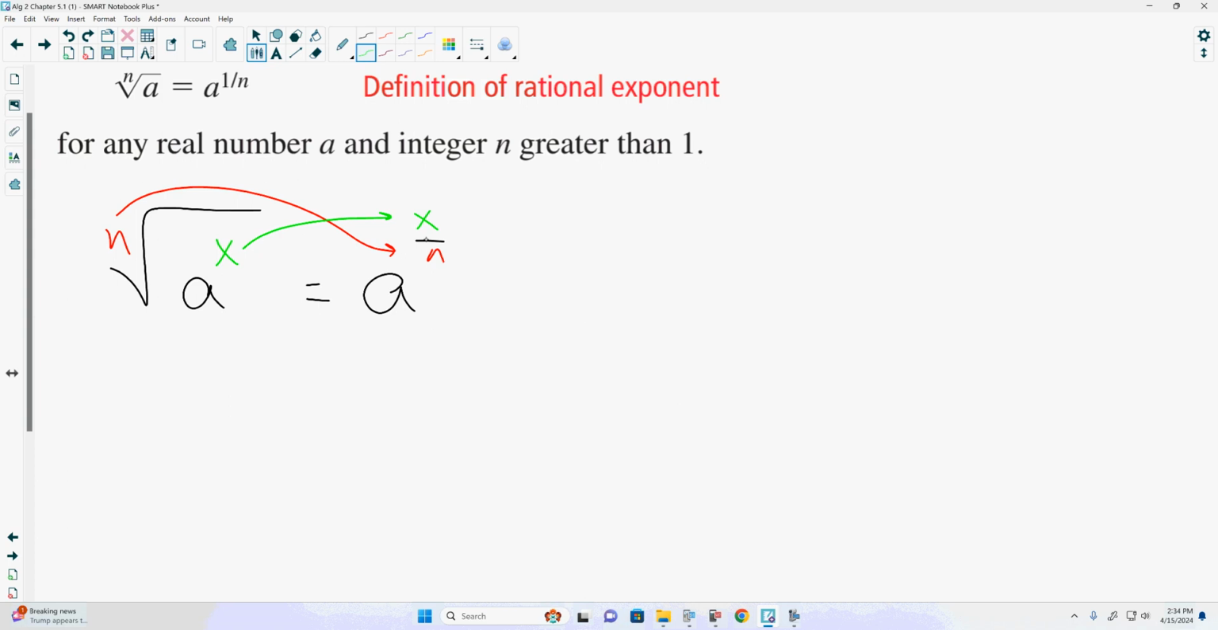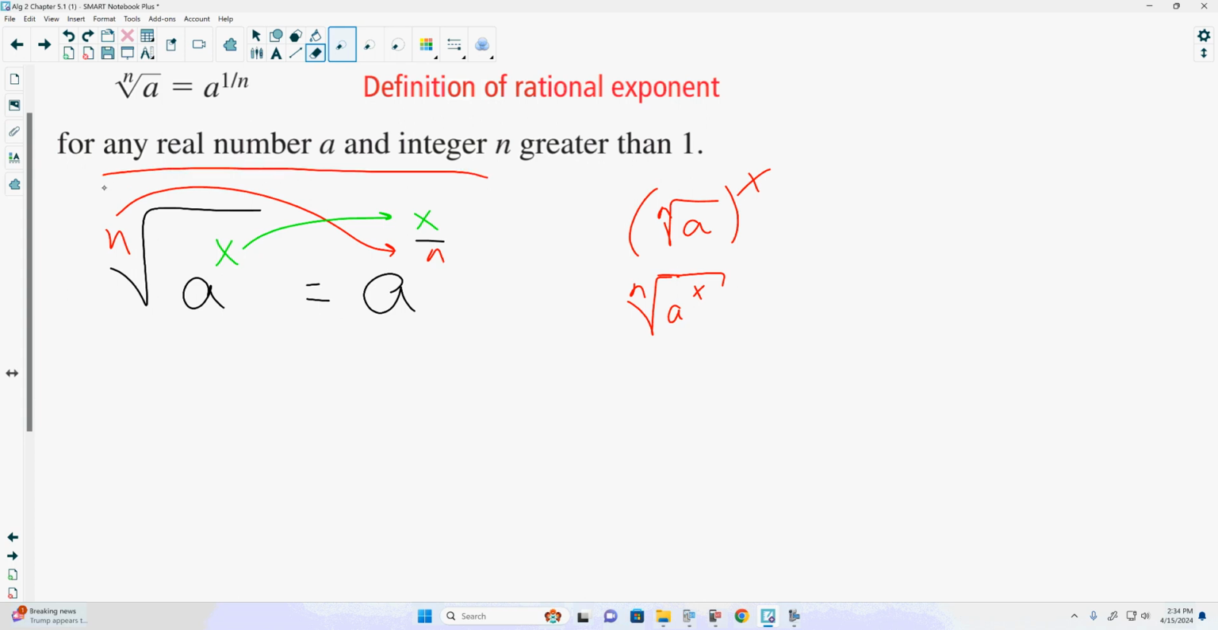And we can do this here. Switching between different versions does work, because we could have the nth root of a to the x, or the nth root of a, all raised to the x, or the nth root of a to the x. We can have it in either form. It's just going to depend on what's more useful in simplifying. But the key thing is that the nth root of a to the x is equal to a to the x over n. We can switch from one to the other.